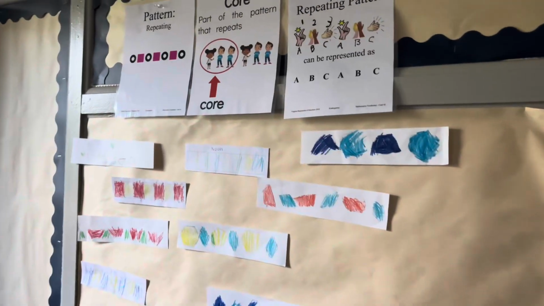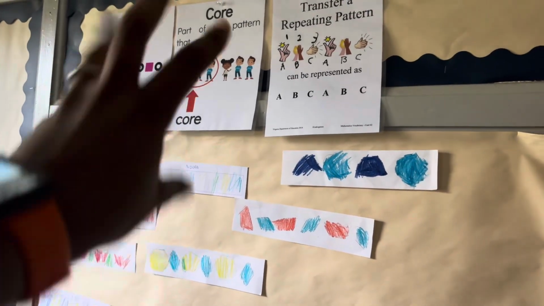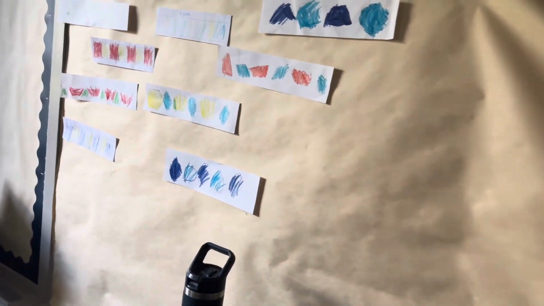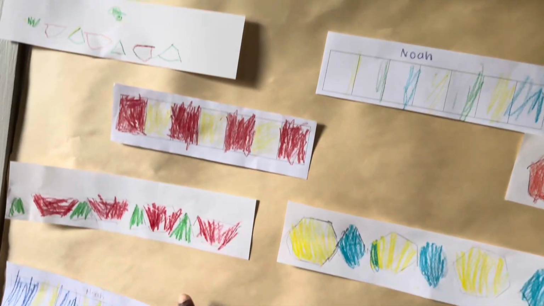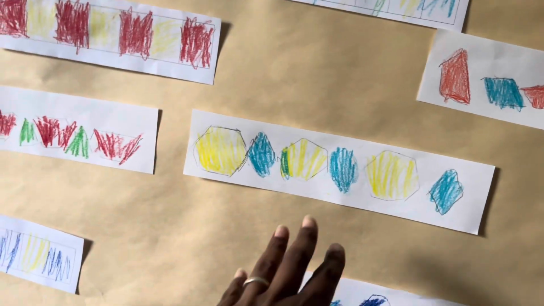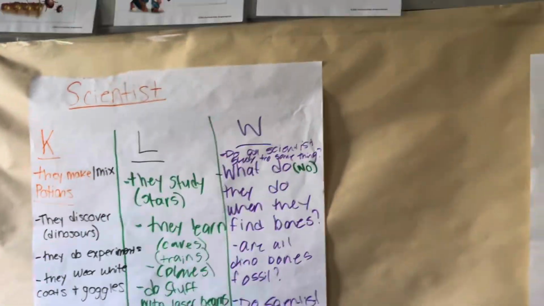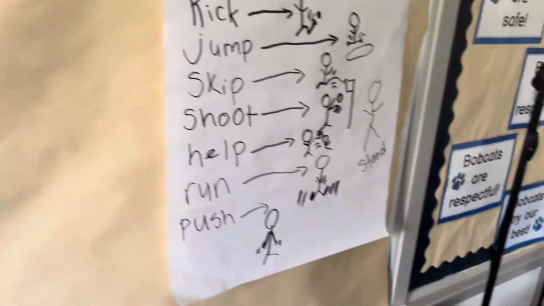But anyways, I'll show you some of the things that we've been working on in this classroom and some things that we will be working on. So we've been learning about patterns, how they repeat, they have cores, and then you can transfer them into repeating patterns. So we've drawn some of those using tiles, the pattern shapes, pattern blocks, and then of course just doing it. And then we've also talked about nature and science, so what they know, what they learned, what they want to know, and then how to draw actions and stuff like that.